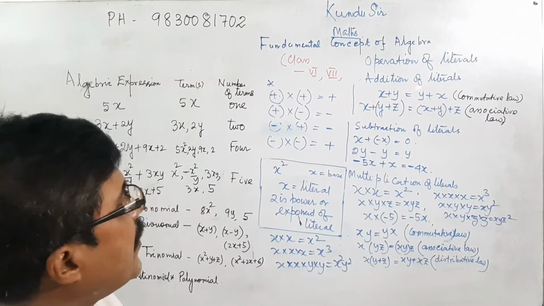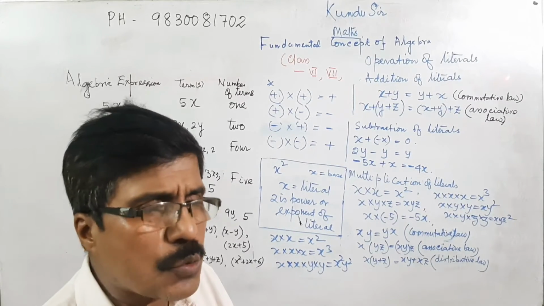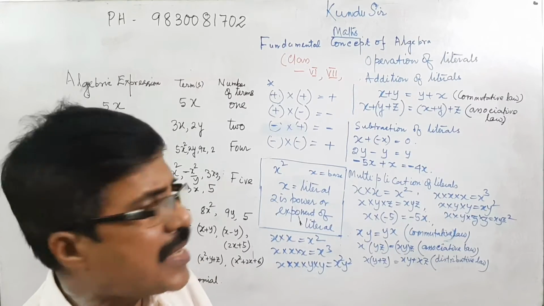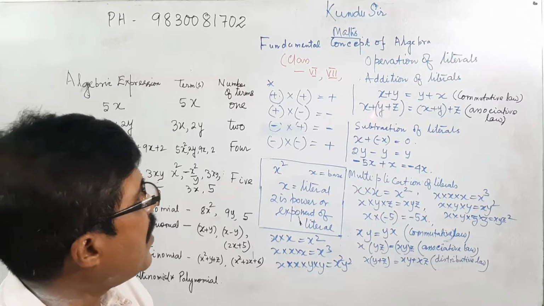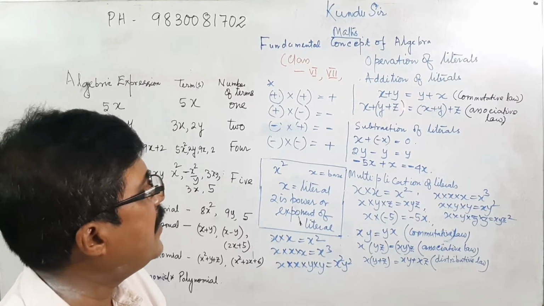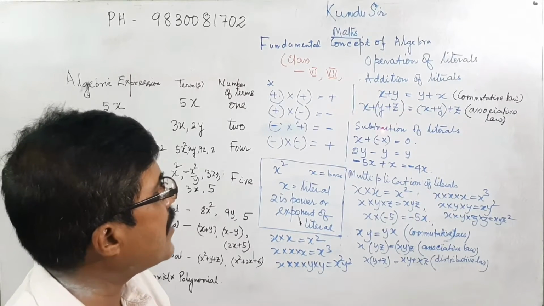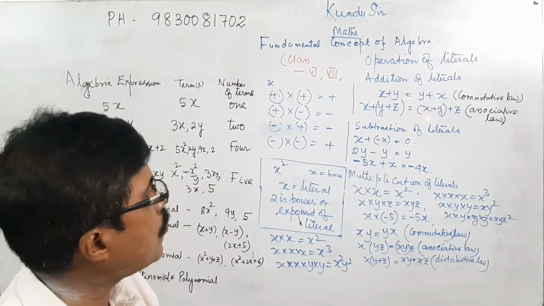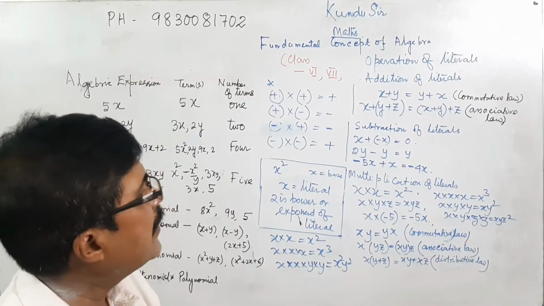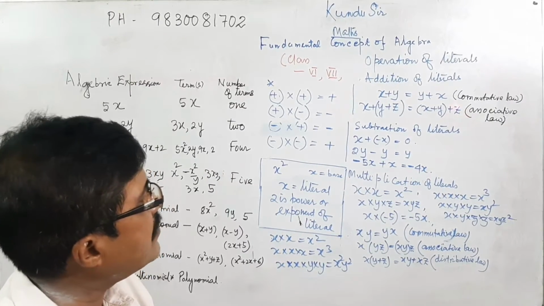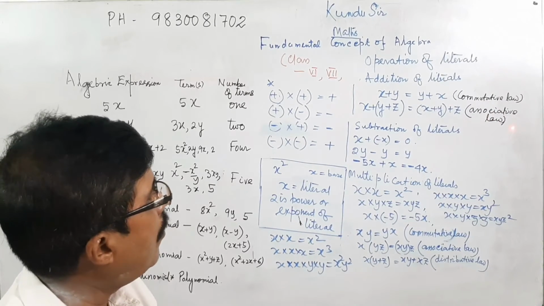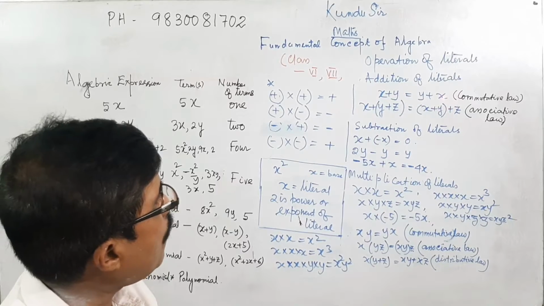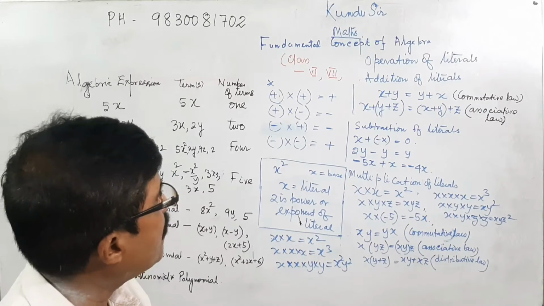First is commutative law, X plus Y equal to Y plus X, and thereafter X plus, first bracket, Y plus Z, then first bracket close, equals X plus Y in first bracket, then first bracket close, plus Z. It is called associative law, and the first one is commutative law.